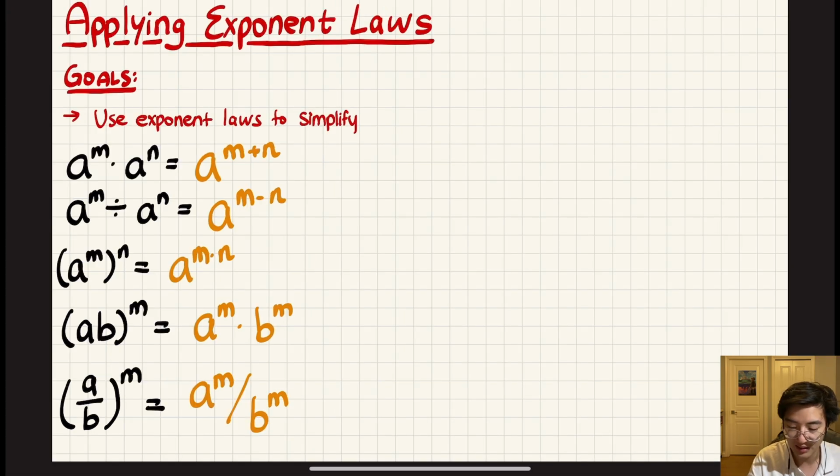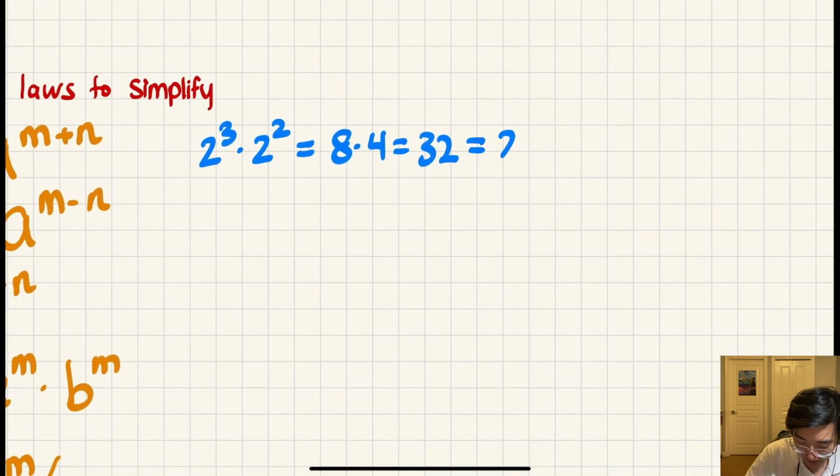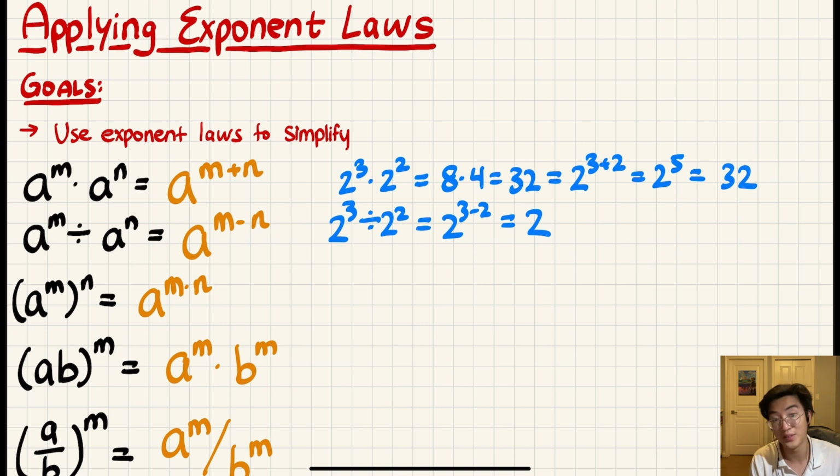And just to quickly visualize or prove this, let's just take 2. 2 to the power of 3 times 2 to the power of 2. This is 8 times 4, getting us 32. Or we can write that as 2 to the power of 3 plus 2, which is 2 to the power of 5, which is 32. 2 to the power of 3 divided by 2 to the power of 2 is just 2 to the power of 3 minus 2, which is just 2 by itself. So this is saying 8 divided by 4, getting us 2.